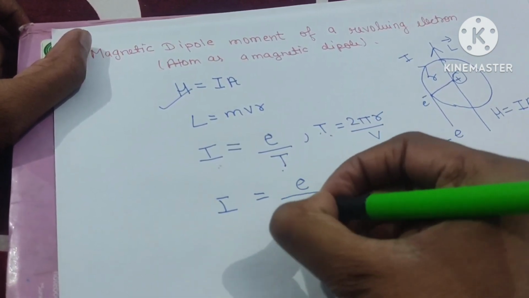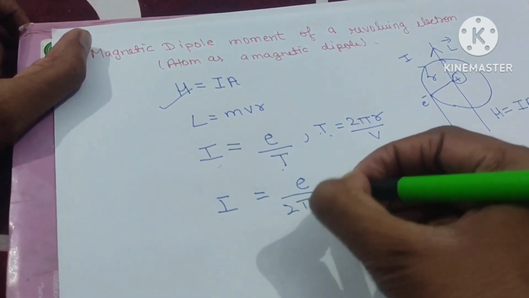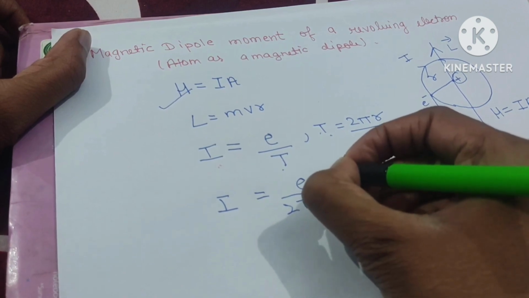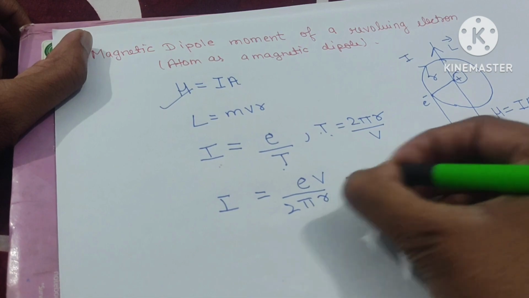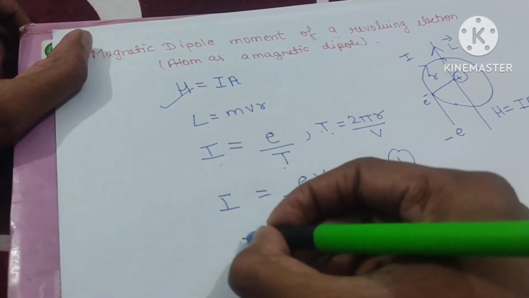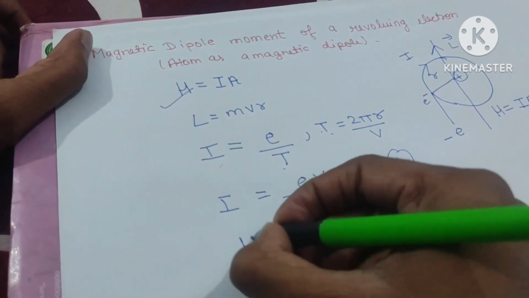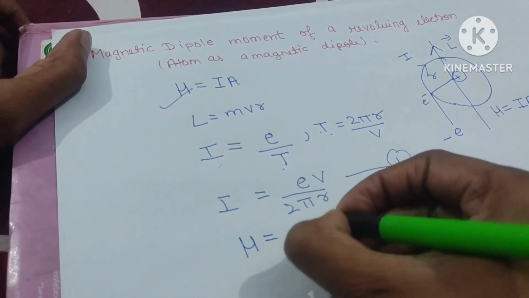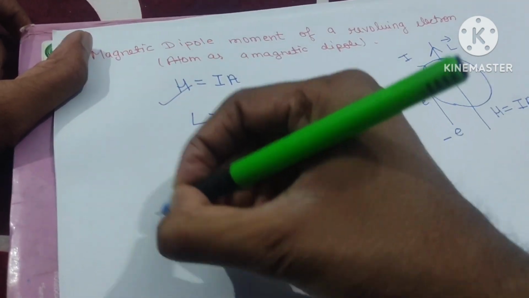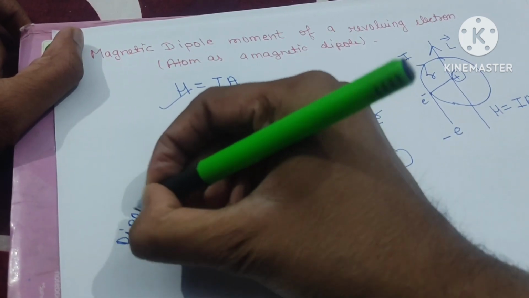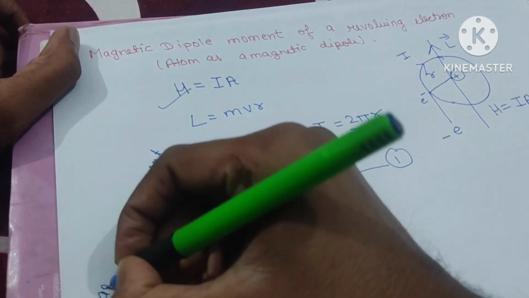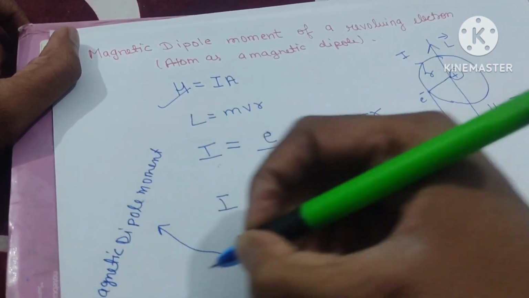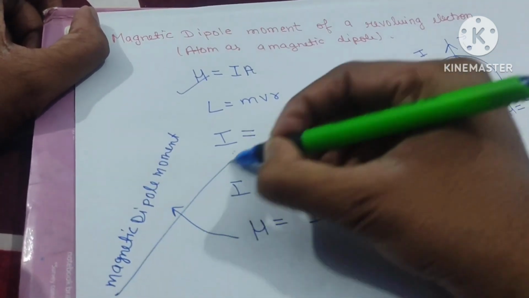So it will be 2 pi r V. Okay, take this as equation 1, and we know mu equal to I A, which is a dipole moment, a magnetic dipole moment.